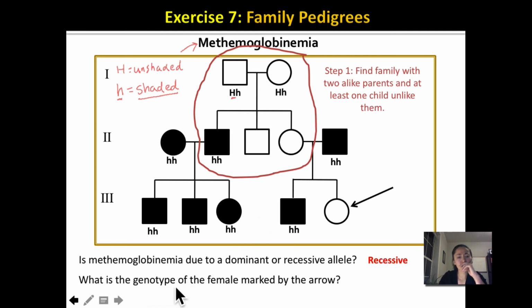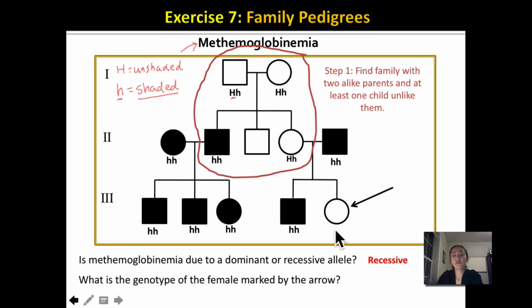Then it asks us, what is the genotype of the female marked by the arrow? So this female here. Well, we know that she's not shaded in, so she must have a big H. We know that one of her letters is a big H, but what's the other letter? Well, let's just look up at her parents here. What is the genotype of this parent here? Well, we also know that this parent must have a big H, right? And we know that they created a child with 2 little h's. So this parent must also have a little h, so they must be heterozygous.